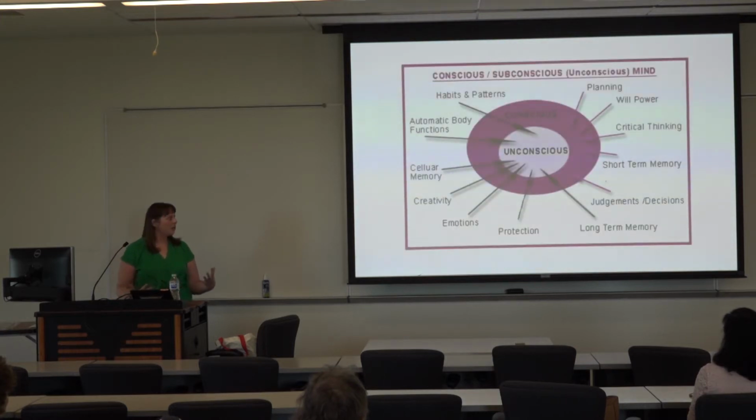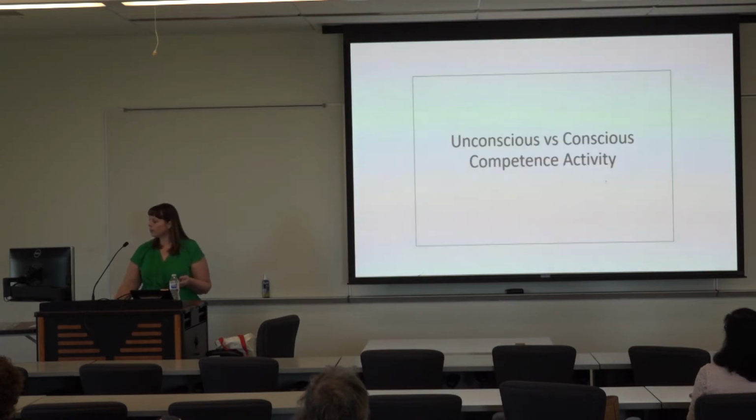Another illustration of that is, again, the outside, the conscious part of our brain, is where we're doing all of our higher level order thinking. That internal unconscious part is where all of our automatic body processes are occurring, where our emotional responses happen, things that happen but we're not consciously aware that they're occurring.